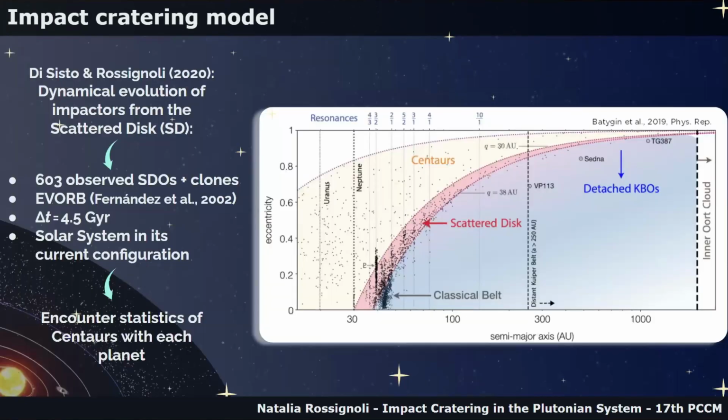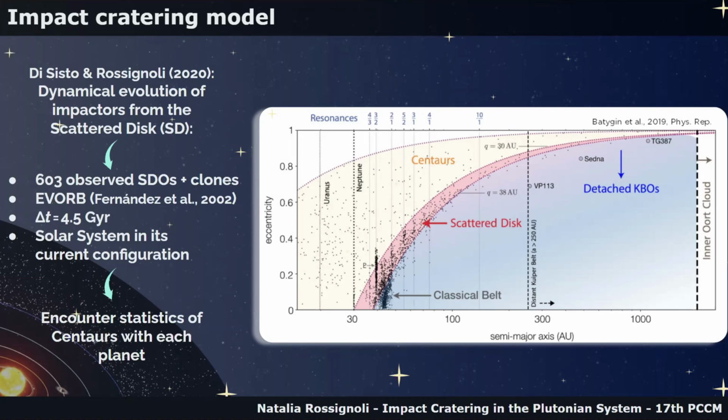So the first step in modeling impact cratering is, as I have presented in previous talks, modeling your impactor population. In our model, our main impactor population are the heliocentric centaurs, which originate mainly in the scattered disk. In 2020, we performed a simulation that follows the dynamical evolution of the scattered disk objects as they migrate inwards into the solar system.